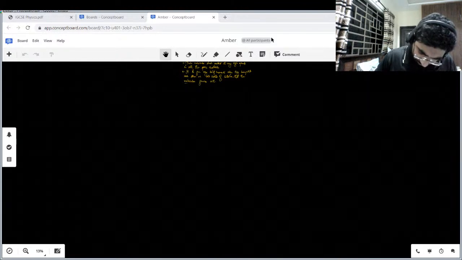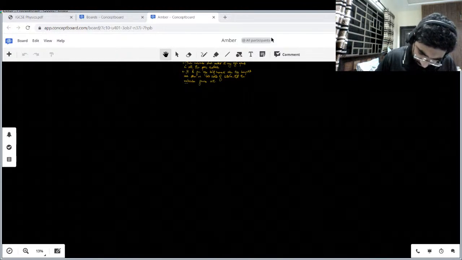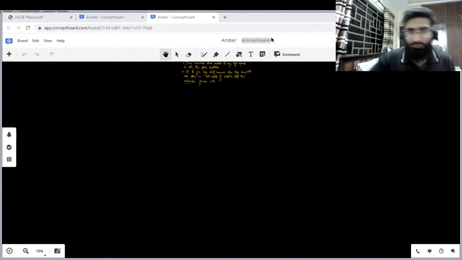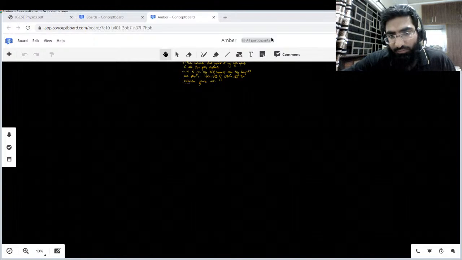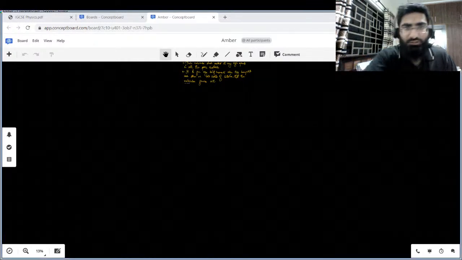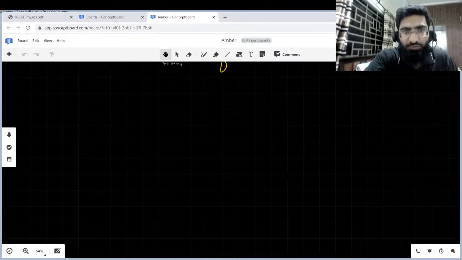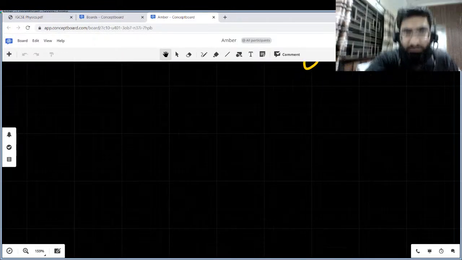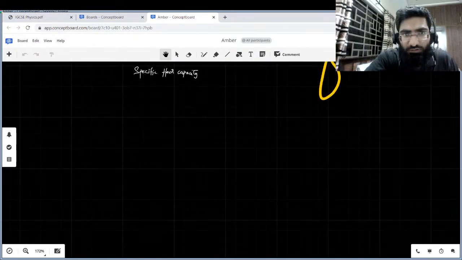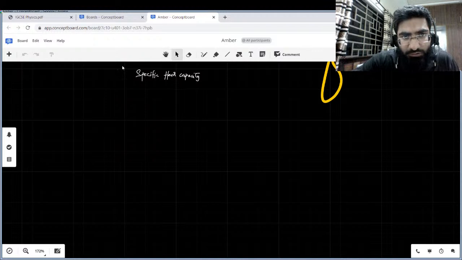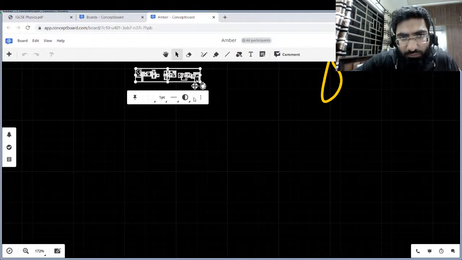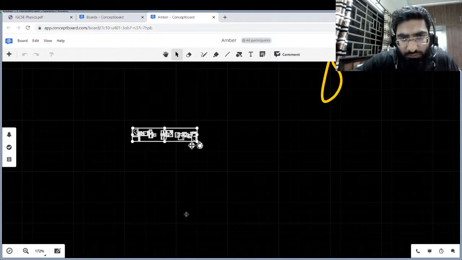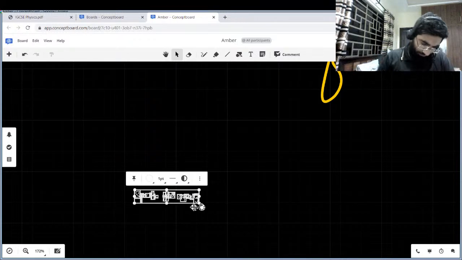So specific heat capacity of a substance is the amount of heat that has to be provided to a substance to raise its temperature by 1 degree centigrade. And how much of the substance? Let's say 1 kg of a substance.